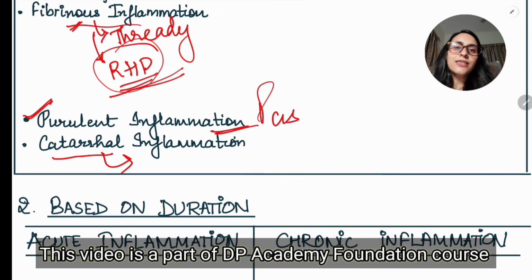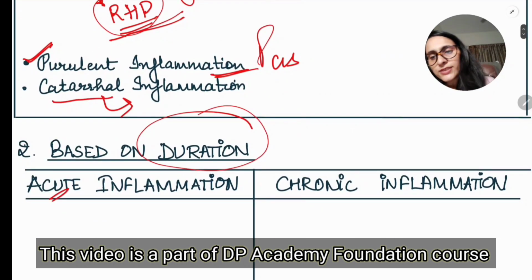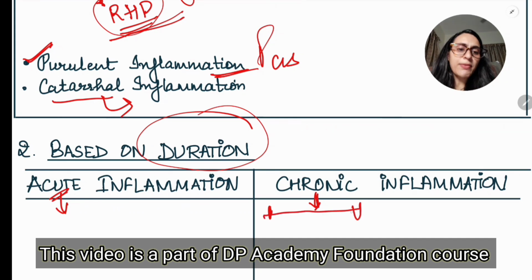Now coming to the main classification of inflammation based on the duration. If the inflammation is immediate, like after a stimulus, there is inflammation seen, that is known as acute. Whenever you see the word acute, it means immediate, on the spot. There is no time lag. Whenever you see the word chronic, that means it is coming from a long duration. So this inflammation started a long time ago and still inflammation is present. That is chronic inflammation. Chronic means anything coming from a long period of time.